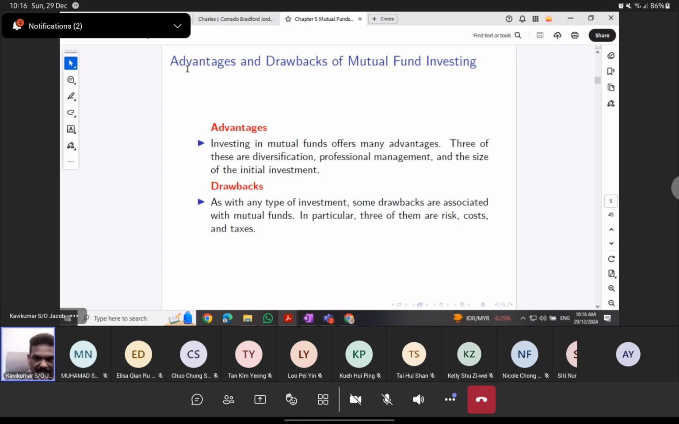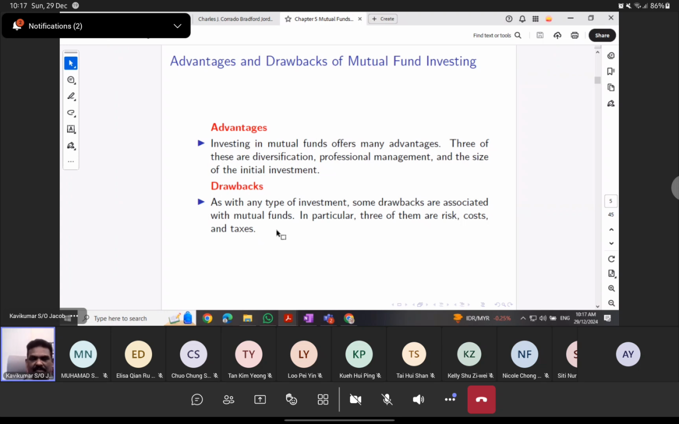So there are some advantages and drawbacks for mutual fund investing. The advantage is that investing in mutual funds offers many advantages. Three of these are diversification, professional management, and size of the initial investment. Okay, the clear explanation we will see in the next slide, what is the meaning of diversification, professional management, and size of the initial investment. The drawbacks: as with any type of investment, some drawbacks are associated with mutual funds. In particular, three of them are risk, cost, and taxes.